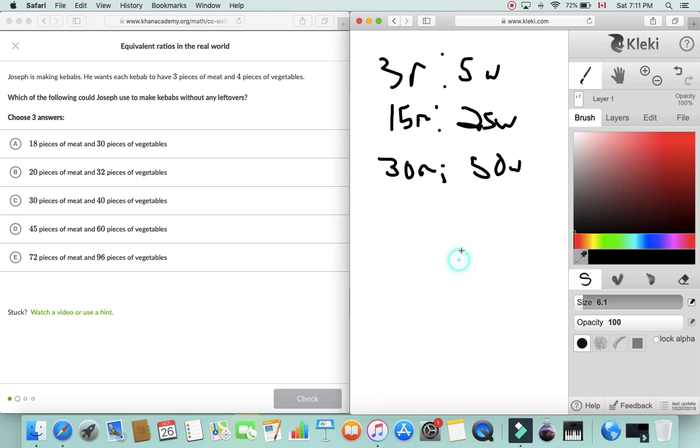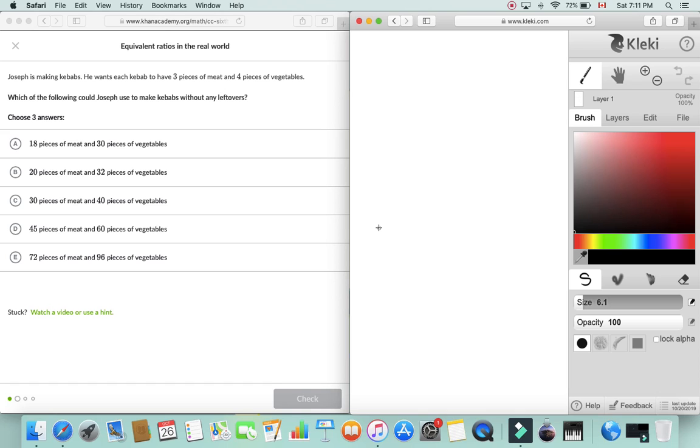Joseph is making kebabs. He wants each kebab to have 3 pieces of meat and 4 pieces of vegetables. Which of the following could Joseph use to make kebabs without any leftovers? So he does 3M to 4V. So can we do 18? Well, we can do it on this side. So that's times 6, right? How about this? Times 6. That's 24. That doesn't work. How about 20? It's a 3. Sorry, that does not work as well.